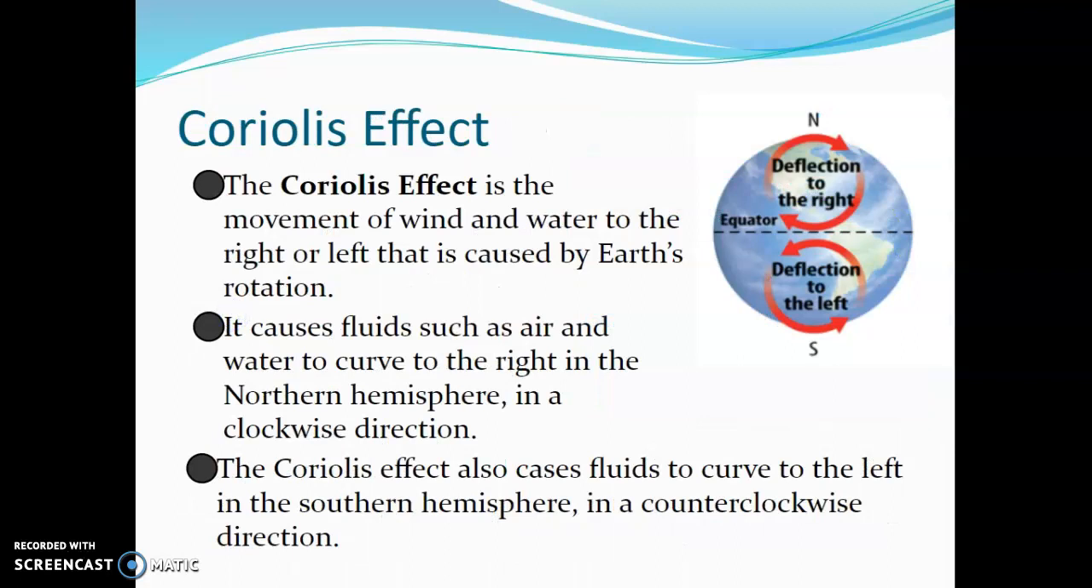Now, the Coriolis effect is the movement of wind and water to the right or left that is caused by the fact that the Earth is spinning. We are rotating, so it is causing some things to move. It causes fluids such as air and water to curve to the right in the northern hemisphere in a clockwise direction, and it causes fluids to curve to the left in the southern hemisphere in a counterclockwise direction. You can see that on the image. It kind of gets deflected clockwise, so around like a clock to the right, and then to the left on the bottom.